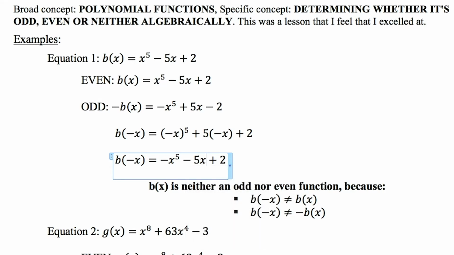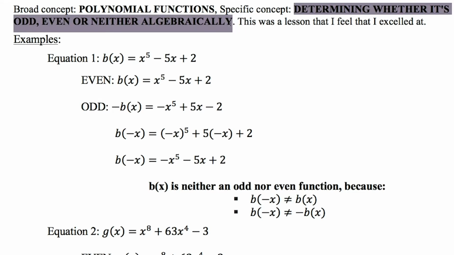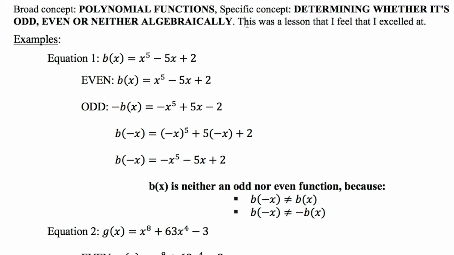There's a lot that we learned in algebra class, and I just wanted to help you with it. So, from the broad concept of polynomial functions, I'm going to be talking about first determining whether an equation or a function is even, odd, or neither algebraically. And this was a lesson I feel that I excelled at.